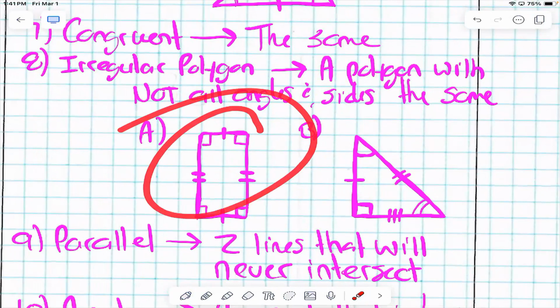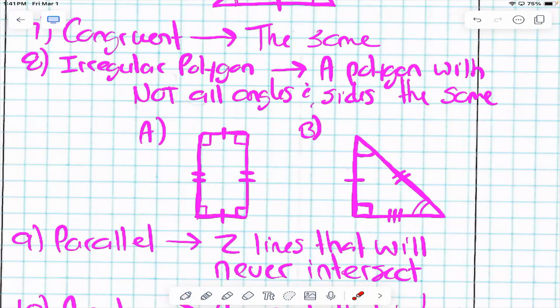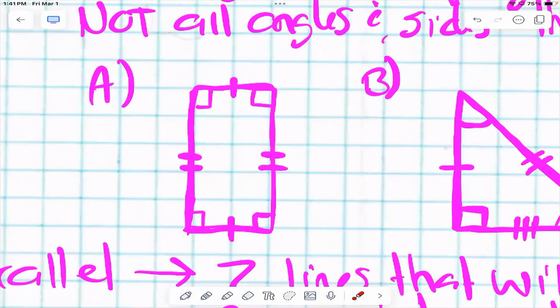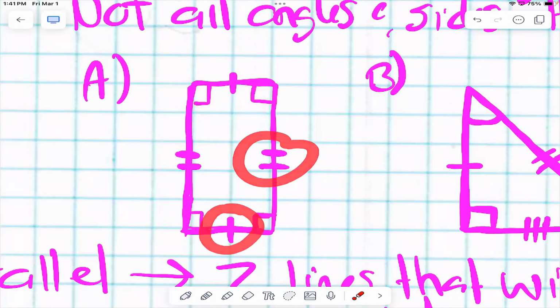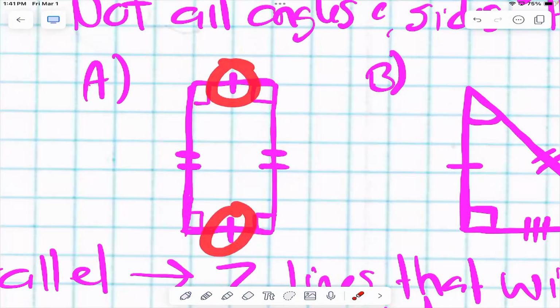Irregular polygons then would be the opposite of regular polygons. This is an irregular polygon, right? However, are all of the angles the same? Yeah. So all the angles are the same, but are all the sides the same? No, this side and this side are the same, but this side is different from this side, right? Yes. So therefore, it's an irregular polygon.